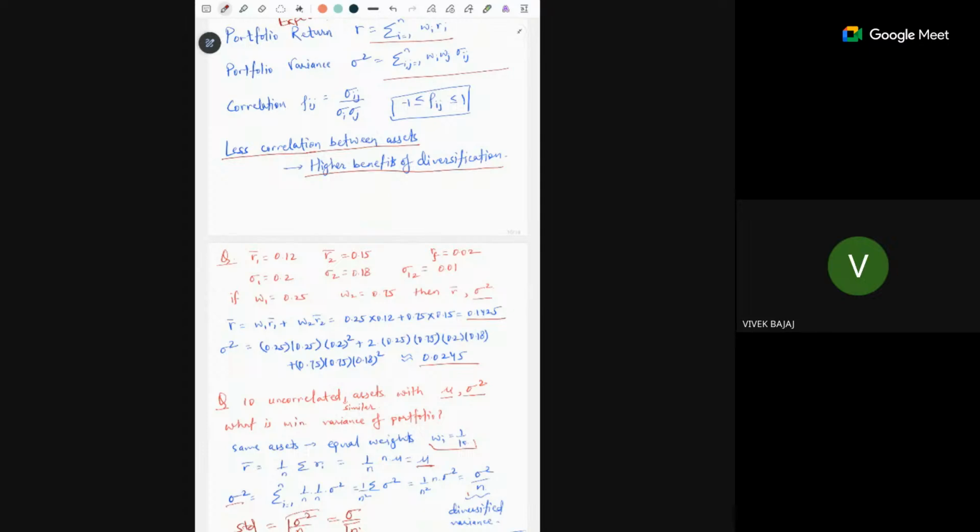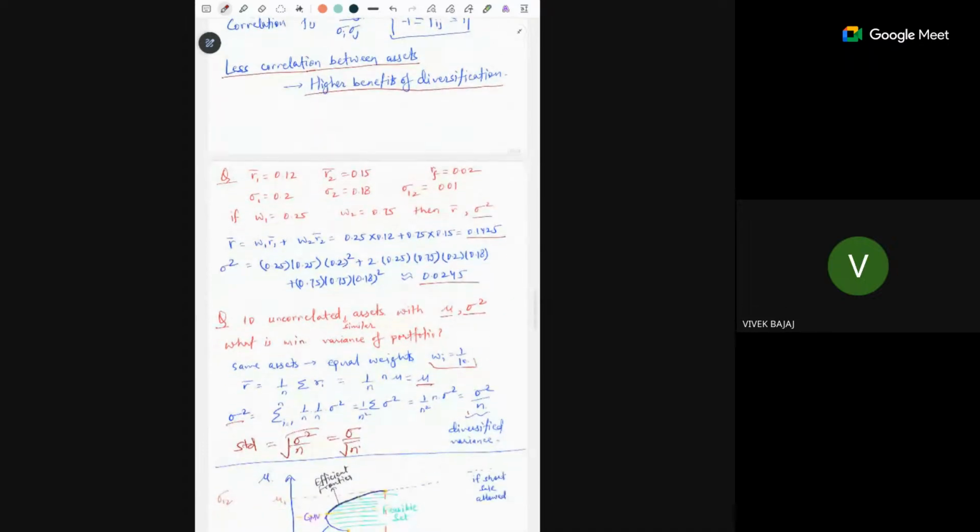Please go through these calculations. I have done it by myself, and I recommend you do it yourself and find out whether these calculations are correct. If there are any changes, please let me know.